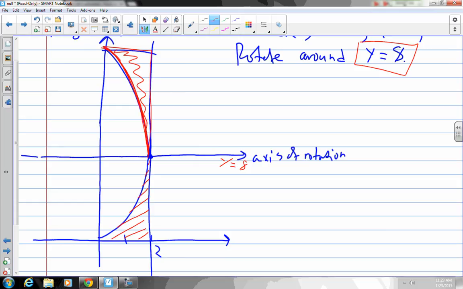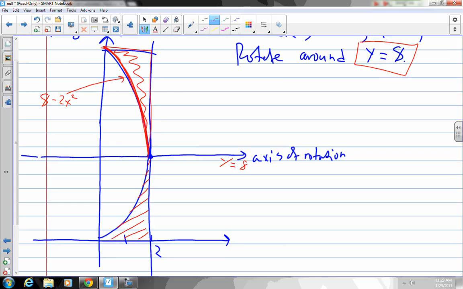If the original line was a 2x squared shape, but it's flipped and moved 8 units up with respect to that, right? So it's 8 minus 2x squared. Agree with that? So the equation of this line with respect to the new x-axis is 8 minus 2x squared, right?